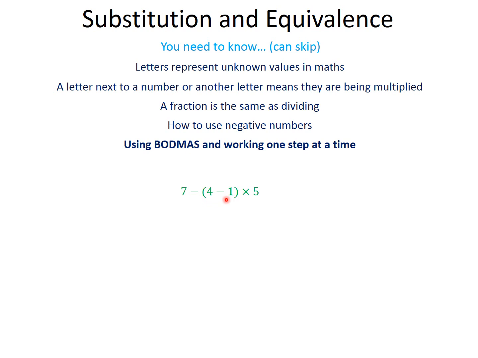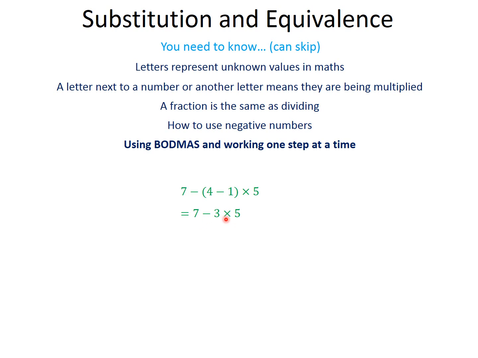So here, because I've got these brackets, I'm going to do whatever's inside the brackets first. So I've got to work out 4 minus 1, and that's 3. And so the next line, I don't change the 7. I don't change the minus sign because I didn't use that. I don't change the times 5. I just change this bracket into a 3. And so on the next line, now I forget about that one. That's gone.